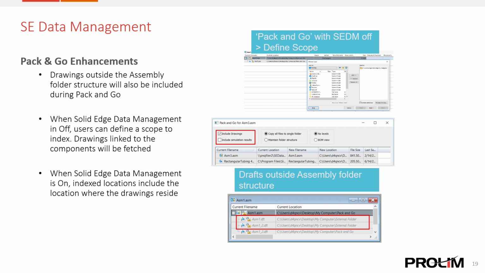And then last but not least, we're going to take a look at the Pack and Go enhancements inside the Solid Edge data management updates. So the drawings outside the assembly folder structure will also be included during a Pack and Go now. When Solid Edge data management is off, users can define a scope to index. Drawings linked to the components will be fetched. And when Solid Edge data management is on, indexed locations include the location where the drawings reside. So again, just a really cool function to look out for inside the data management updates.